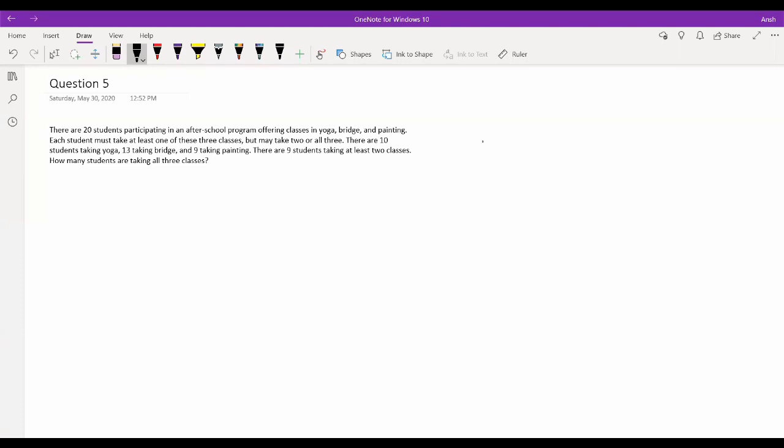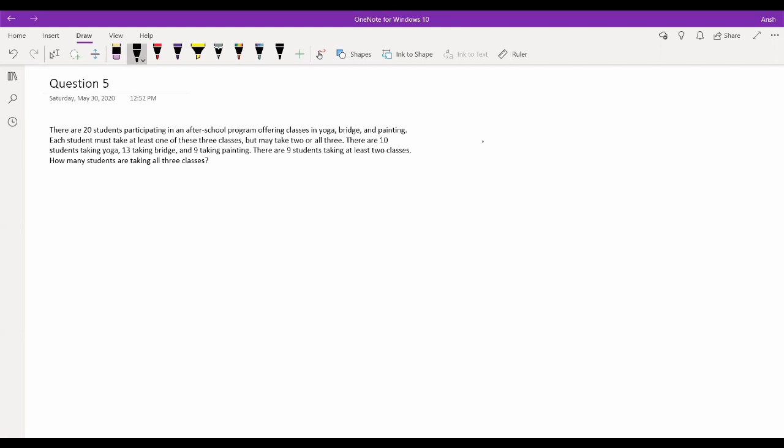So our next question: we have 20 students participating in an after-school program, which offers yoga, bridge, and painting. Each student must take at least one of the 3 classes, but may take 2 or all 3. There are 10 students taking yoga, 13 in bridge, 9 in painting, and 9 students taking at least 2 classes. It asks how many students are taking all 3 classes. So this is a pretty generic principle of inclusion-exclusion problem.